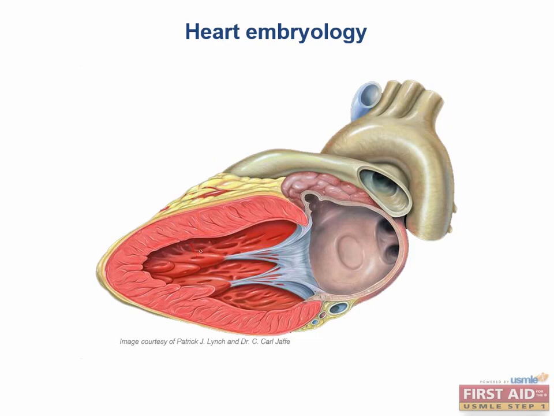Now, the smooth parts of the atrium, you see that looks very smooth, are formed by structures that are going to be dumping blood into the atria. And this is the right horn of the sinus venosus and the primitive pulmonary vein.